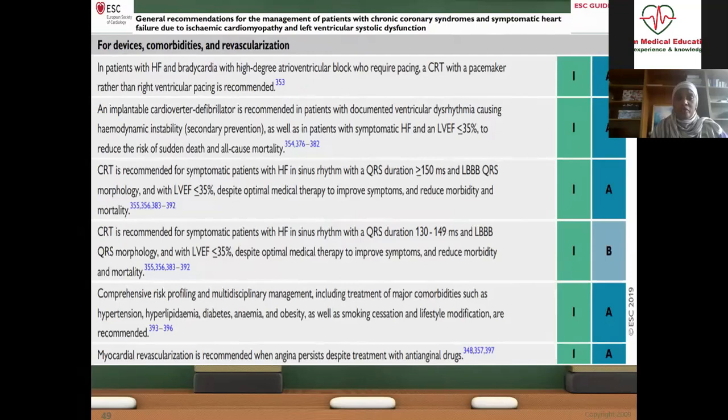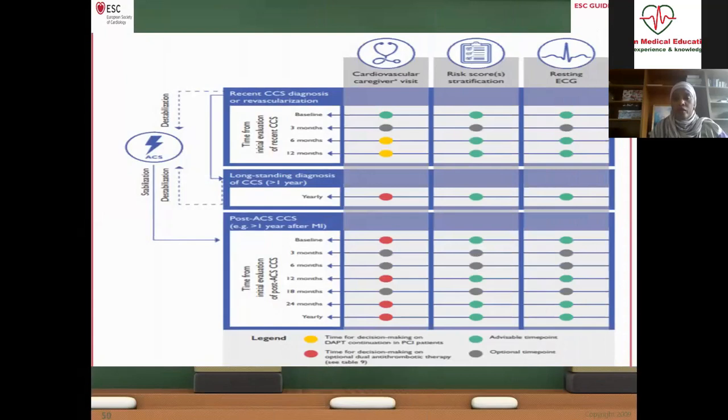We do not need to go into detail. This is just the guidance, a slide from the ESC guidelines, with regard to the follow-up of those patients. The green color is advisable, and the gray one is optional, and the yellow is the time for decision-making for dual antiplatelet therapy in PCI patients.